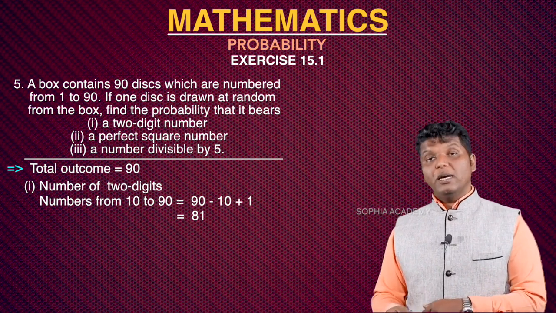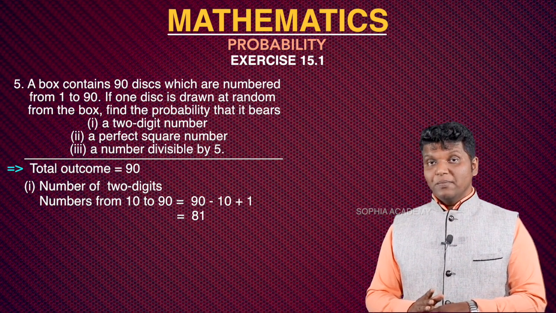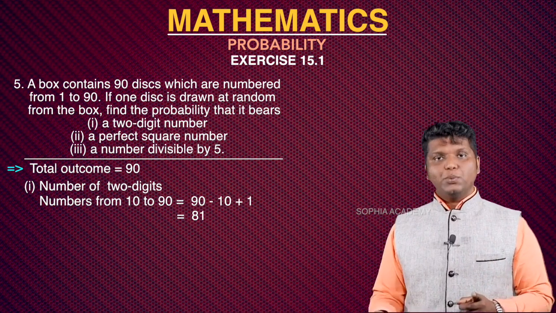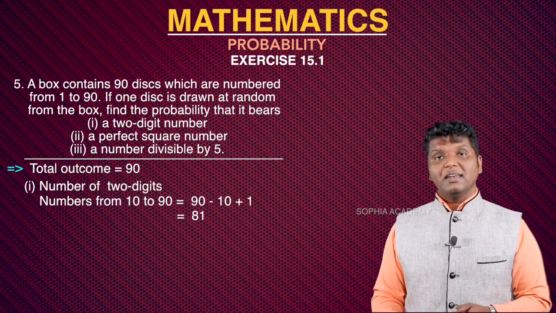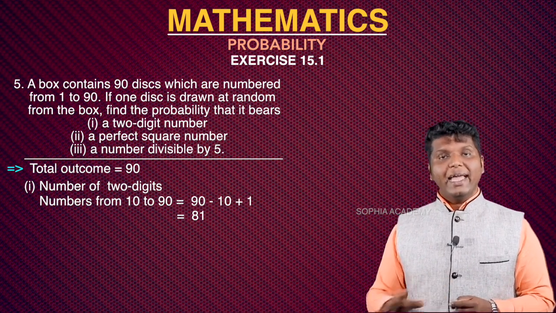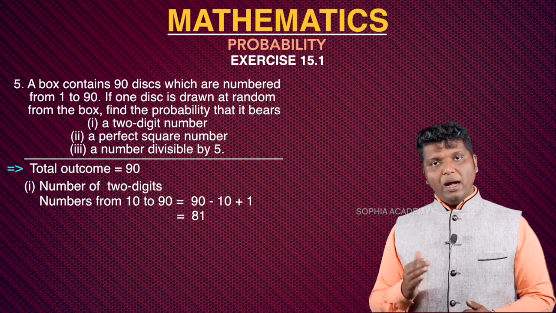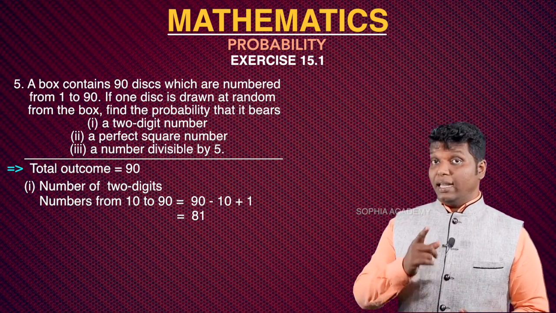From 1 to 10, how many numbers are there? 10 numbers are there. How did you get it? 10 minus 1 plus 1. From 2 to 9, how many numbers are there? 9 minus 2 is 7, plus 1, so 8 numbers are there. So this is the way to calculate the numbers, right? So from 10 to 90, there are 81 numbers.